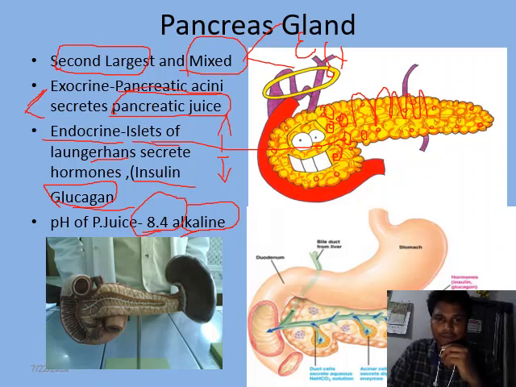Okay, so in the next class we will be learning about the actual action of all these enzymes which are secreted by different kinds of glands.